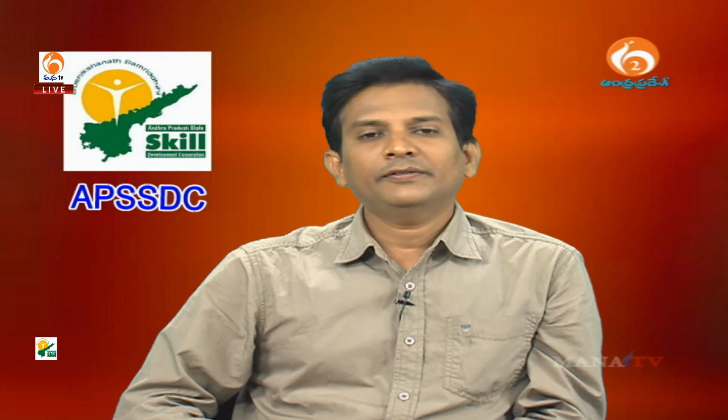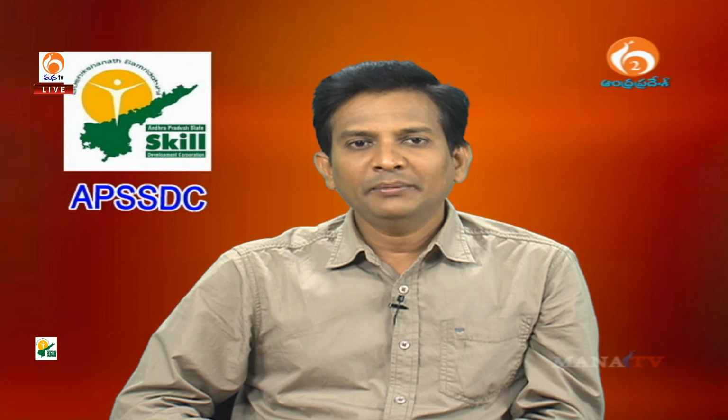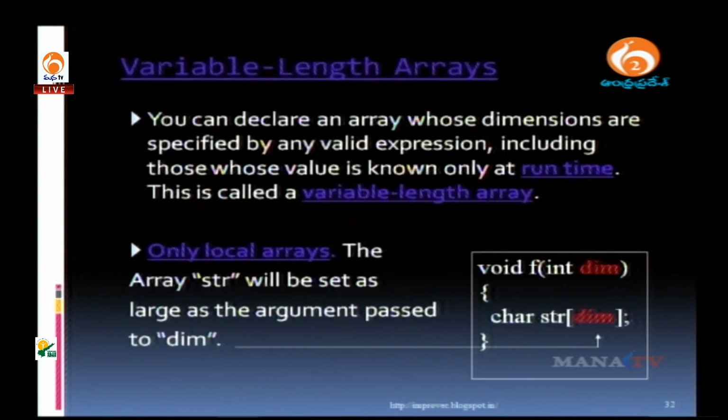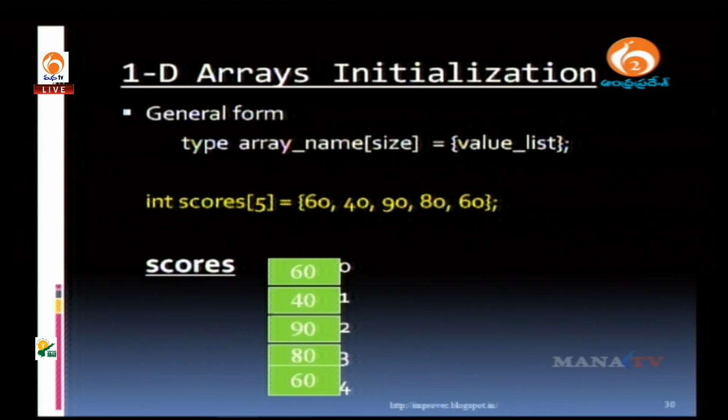The array name itself is an address. Here, the name of the base address is scores. Next one is scores plus 1, next is scores plus 2, next is scores plus 3, and next is scores plus 4. The first element's address is called the base address.